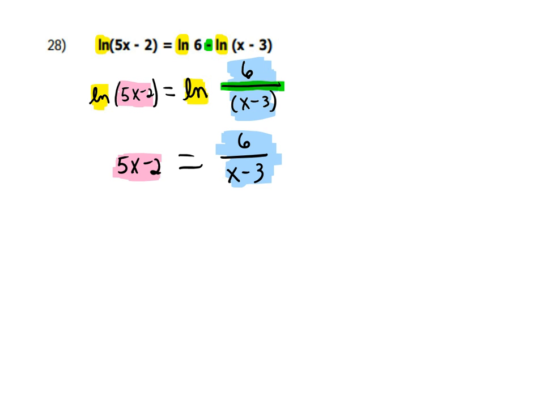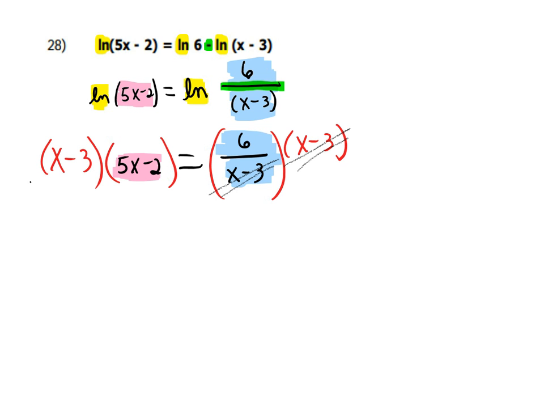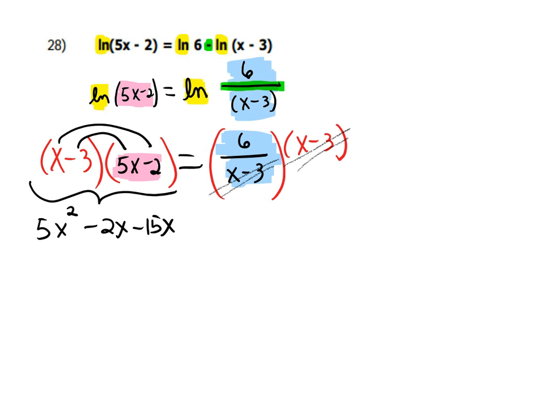No more logs, but I do have a rational equation, so I got to clear out the fraction. So I am going to multiply this side by x minus 3 so that the x minus 3's cancel out. But what you do to one side, you got to do to the other. And of course, over here, this is going to have to be FOILed. So first times first is 5x squared. My outsides are a negative 2x. My insides are a negative 15x. And then my last times my last is a positive 6. And then on the right, these canceled, so all you're left with is the 6.